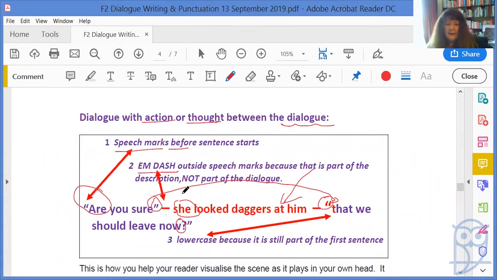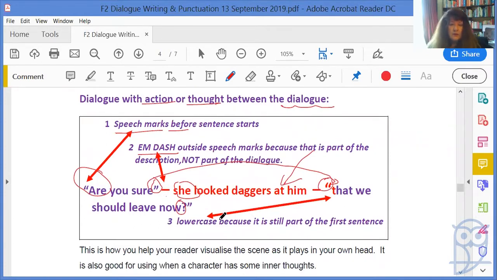So look at that one again, a bit of action. "Are you sure that we should leave now?" But because we've put in with an M dash, she looked daggers at him.